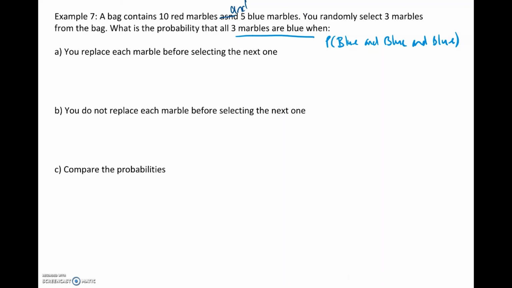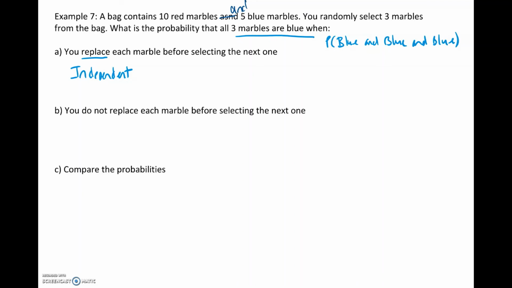So if I take out 1 blue marble, put it back in, does that affect the total number of marbles in the bag? No, I'm still dealing with the same 15 marbles, right? 10 red, 5 blue. If I take out 1 blue and put it back in, there's still 5 blue in there, and there's still 10 red in there. So if we replace it every single time, we'll notice this becomes an independent situation. Because I'll take a marble out, put it back in, take another marble out, put it back in, no matter what, that bag is always going to have 15 marbles.